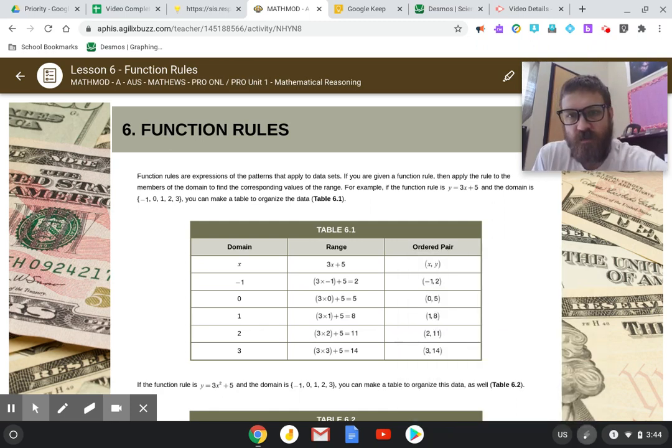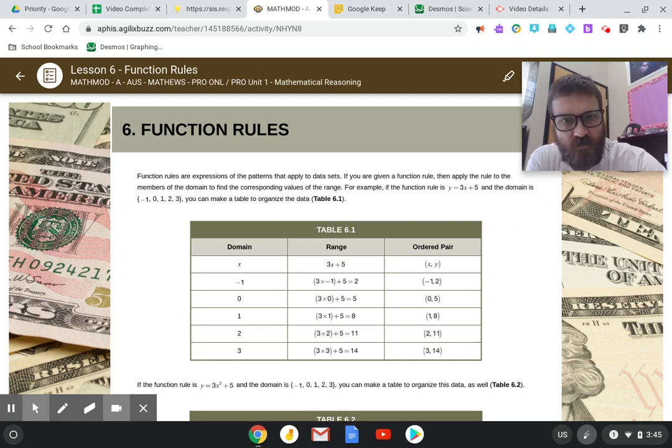You could have, for instance, a function that is y = 3x + 5. And these numbers would be the domain. So these are the numbers we're going to put in to the machine. The machine is going to multiply the number times 3, it's going to add 5, and it's going to end up with a new answer.